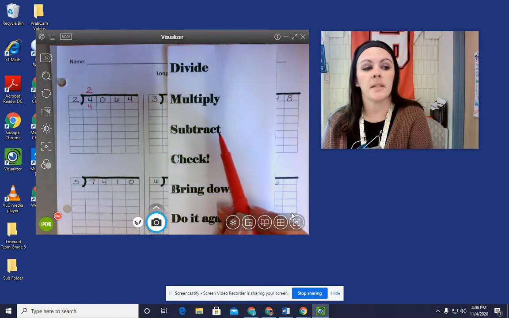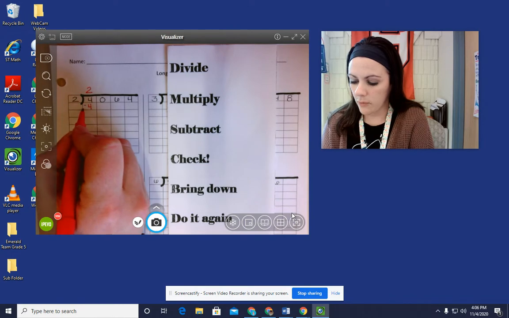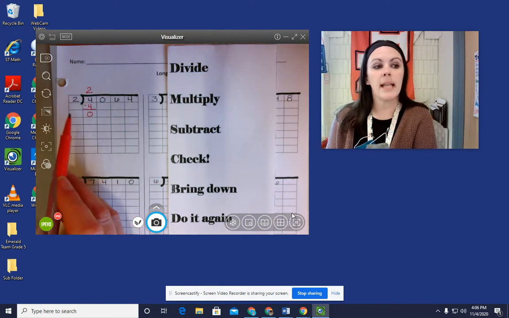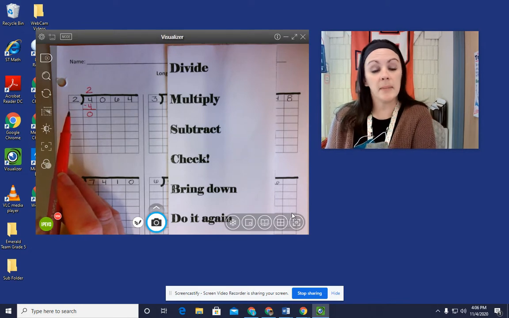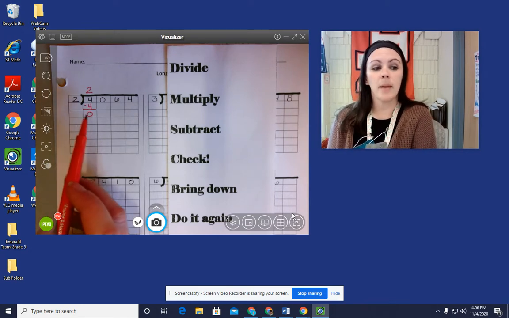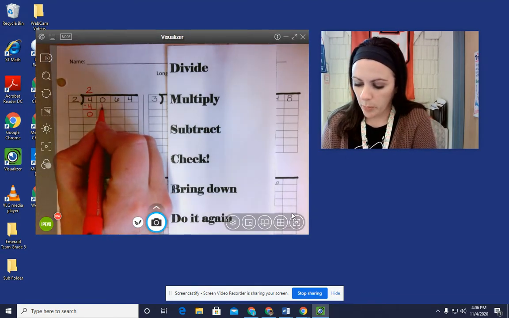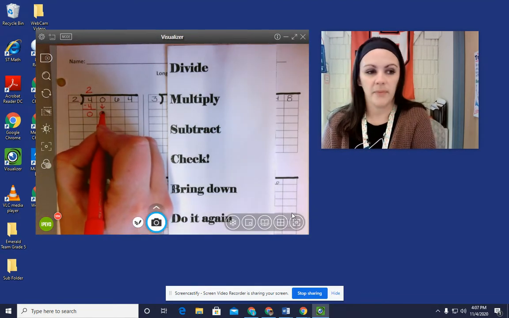My next step is to subtract. 4 minus 4 is 0. I'm going to check: 0 is less than my divisor, so I know I haven't made any mistakes yet. I can do the next step, which is to bring down. Here's where things get a little bit interesting. We're bringing down a 0.